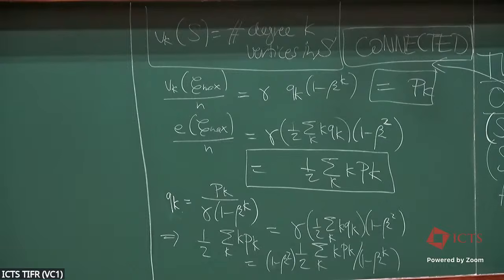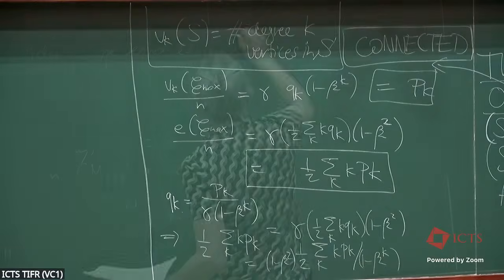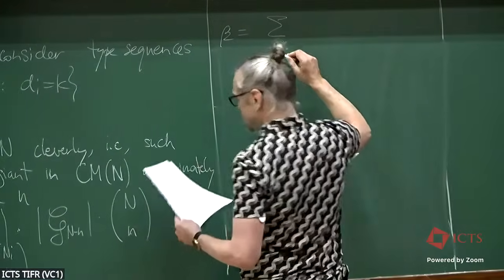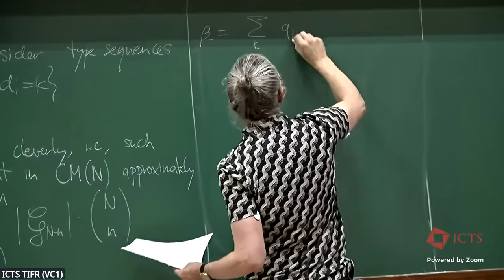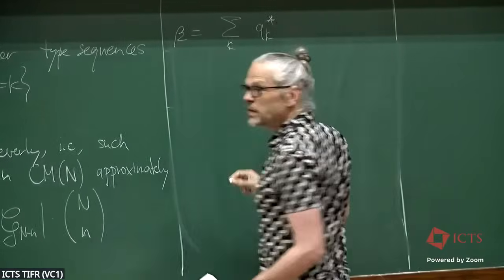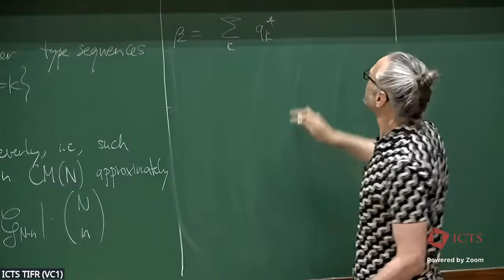I'm sorry? Okay, so what does this beta satisfy? Well, beta should be the sum over k, it's the extinction probability of the... Go below the shadow, below the shadow. Yeah. Go below the shadow.